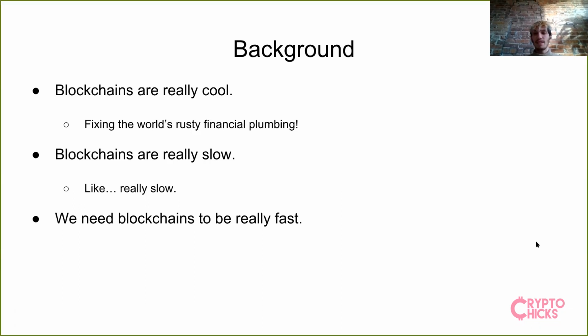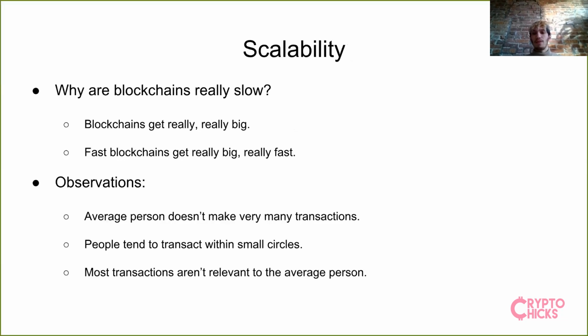But the problem with this is that the way we've designed these systems, they're really slow. And I'll talk about why they're so slow in a minute, but we need them to be really fast, right? We need them to handle thousands, if not tens of thousands of transactions if we actually want them to act as replacement for our financial plumbing. We have currently systems that can handle all of the, say, credit card transactions in the United States, and blockchains just can't do that. So, we have this scalability problem.